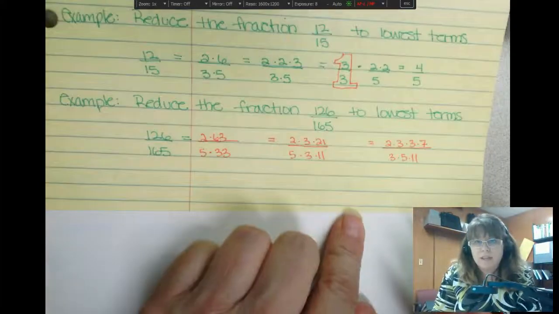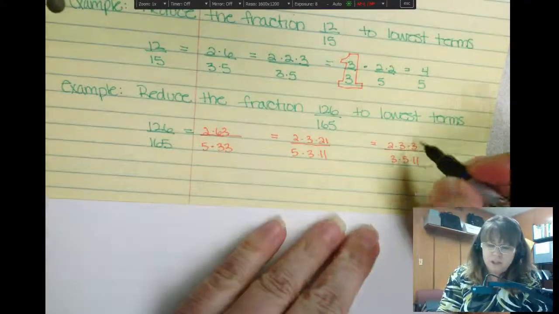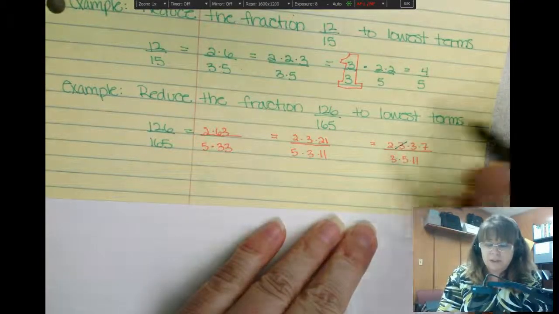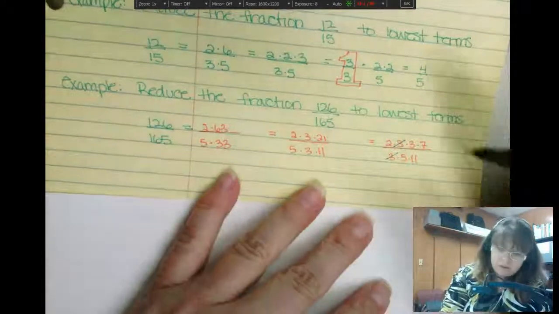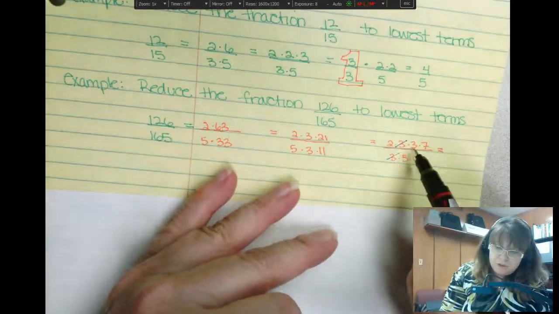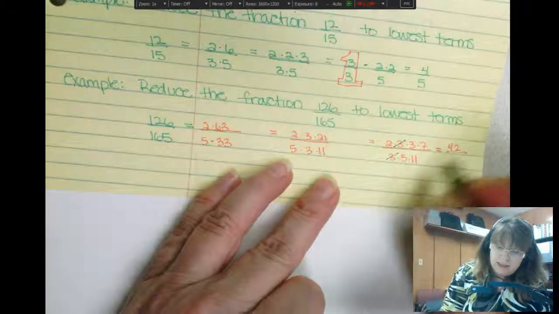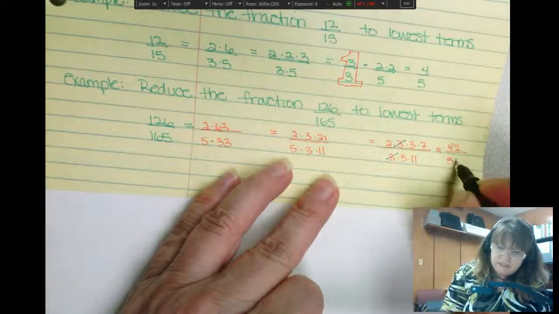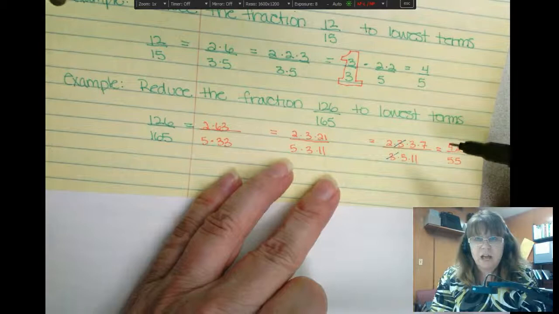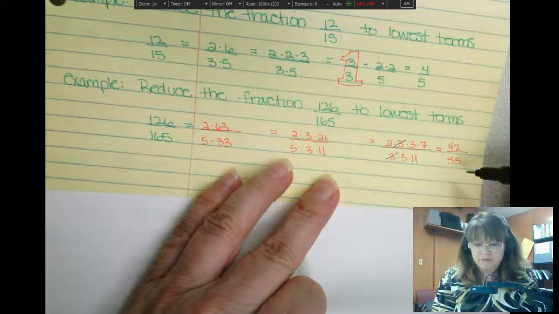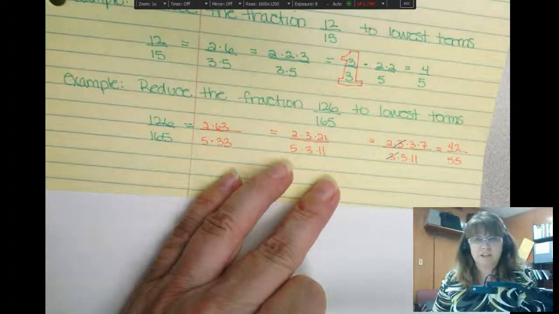5 times 3 times 11 are all primes. Okay. Now what do they both have in common? The numerator and the denominator both have a 3 in common. So now my final answer is 2 times 3 times 7 is 42, because 21 times 2 is 42, and then 5 times 11 is 55. Because I broke all the numbers down into prime factors, I know for sure 42 over 55 is the lowest term for at least this particular fraction.